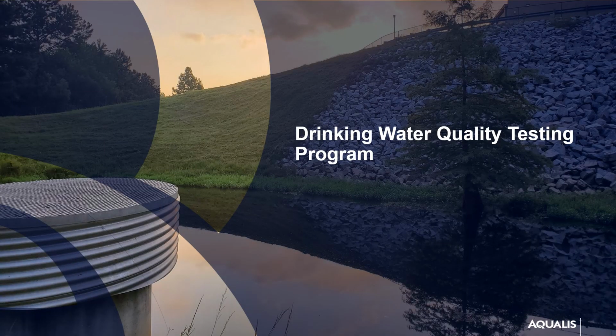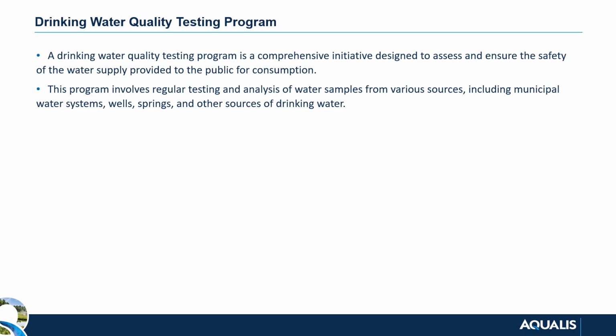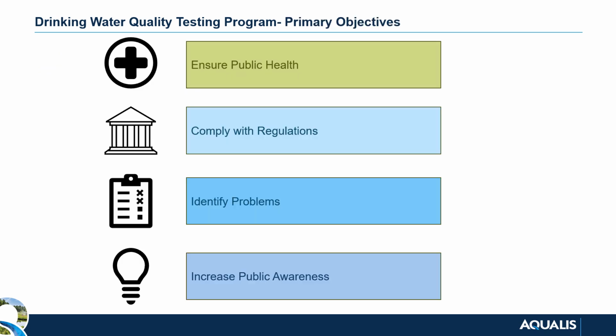Next, we'll talk about drinking water quality testing. The Drinking Water Quality Testing Program is a comprehensive initiative designed to assess and ensure the safety of the water supply provided to the public for consumption. This program involves regular testing and analysis of water samples from various sources, including municipal water systems, wells, springs, and other sources of drinking water.